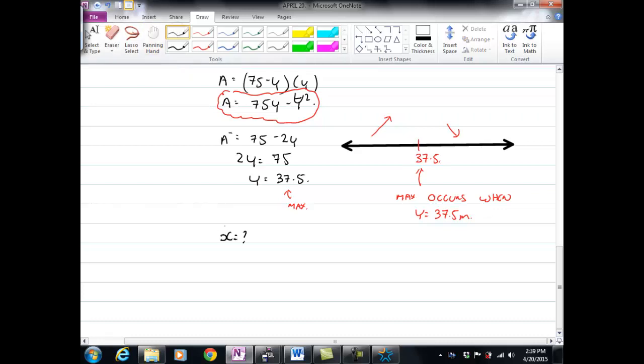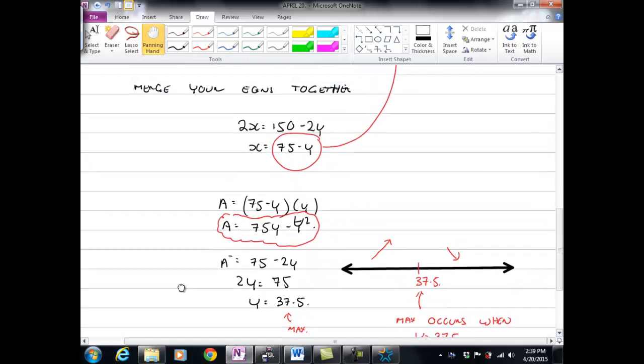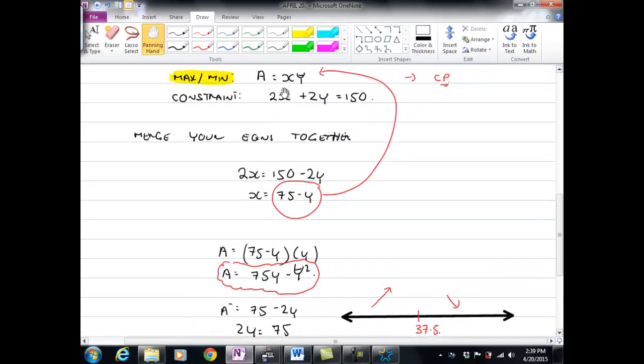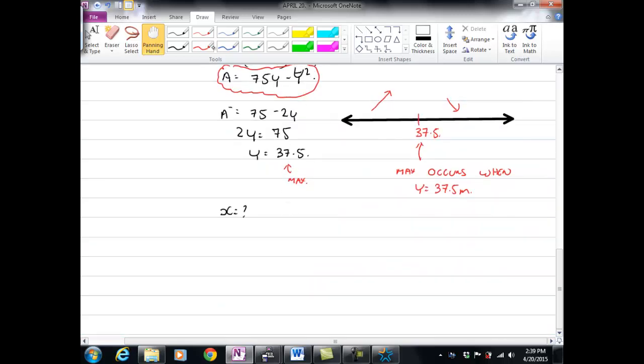What is x? To find x, I know that my formula was 2x plus 2y equals 150. So let's sub it in. 2x plus 2 times 37.5 equals 150. Solve for x. A rectangle is also a square. Yep. So x, I believe, is also 37.5.